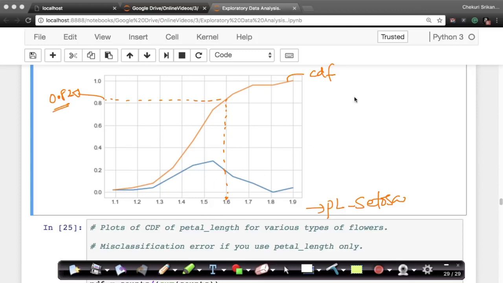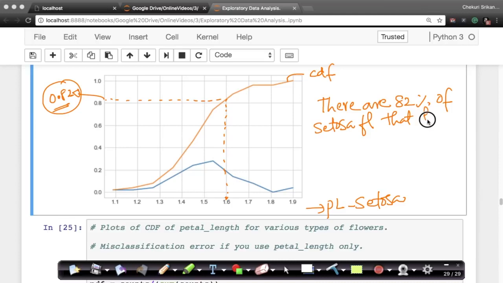So let's write it in English, because that's how we can understand it better. It means that there are 82% of setosa flowers that have their petal length less than or equal to 1.6. This is what we can read off this plot. This is extremely useful information. We cannot get that information out of your PDF. We can't get the same insight out of your PDF.